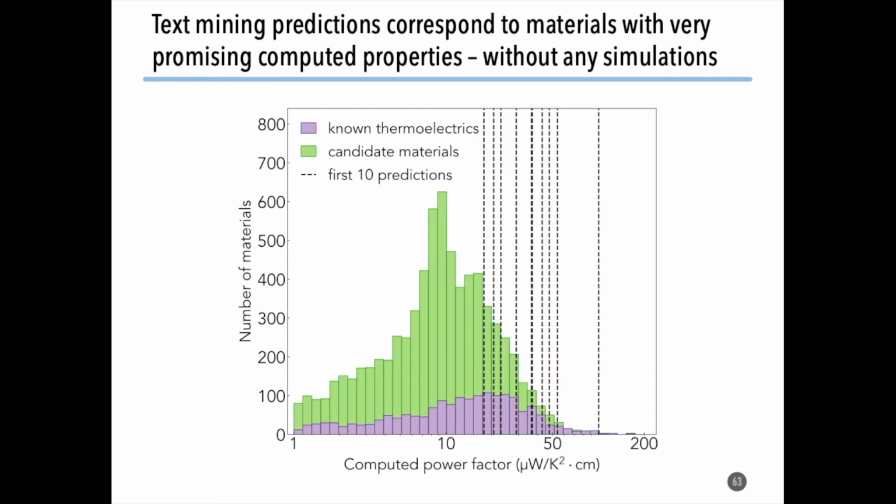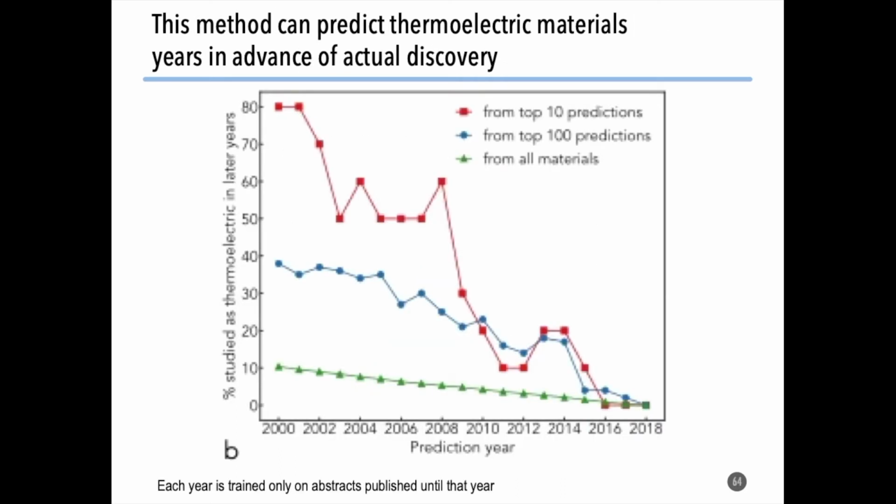We did one more test. What if we just looked at articles that were published until the year 2000, and then used our system to train what would be good thermoelectrics based on information only until the year 2000?